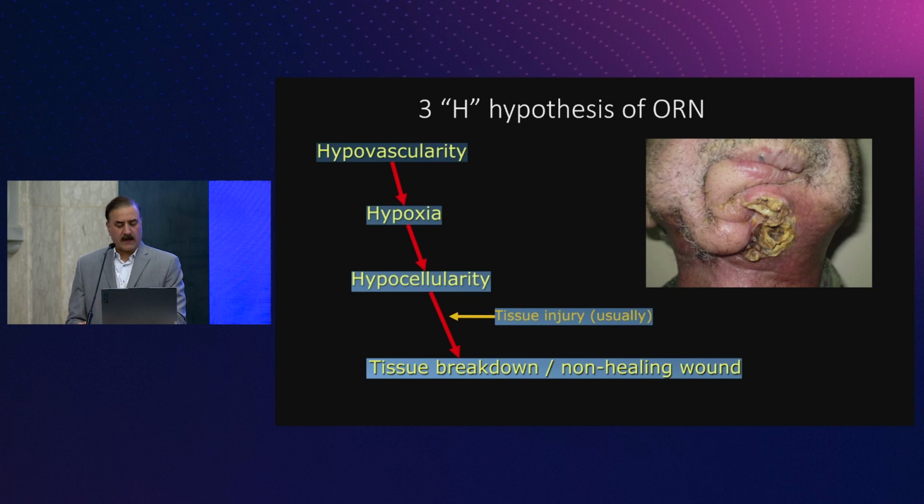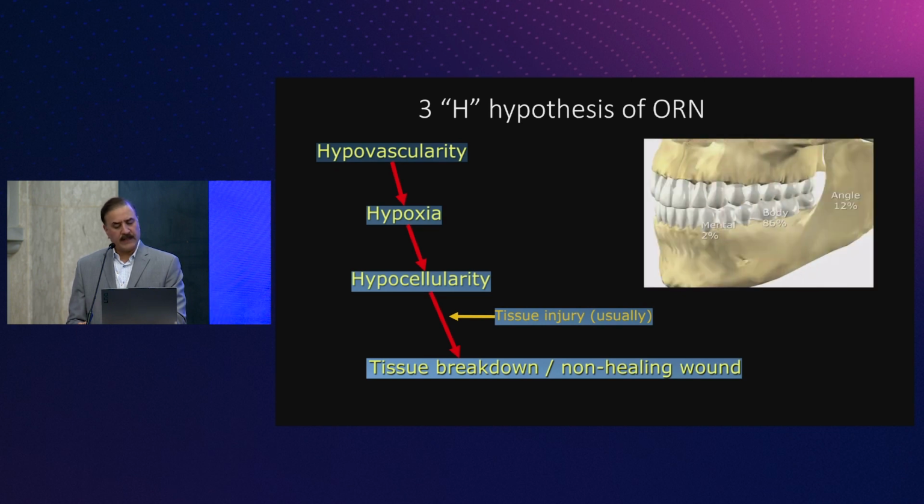And this is just another macroscopic image of that. Usually in the head and neck, you will see ORN develop in the mandible, and it's the body of the mandible that is more susceptible to ORN compared to the parasymphyseal or the angle region of the mandible.